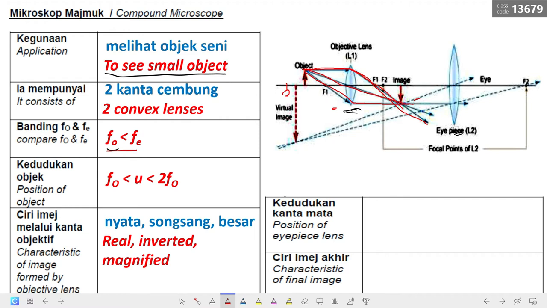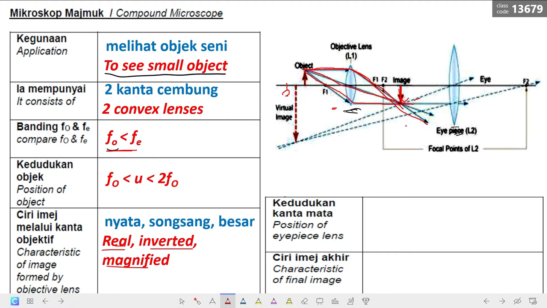So now you can see there's an intercept here, which means this will be the image. This is the first image formed by the objective lens. The image formed from the objective lens is real, inverted, and magnified. It is real because the image is not on the same side as the object, and it's magnified, so it's bigger than the object.